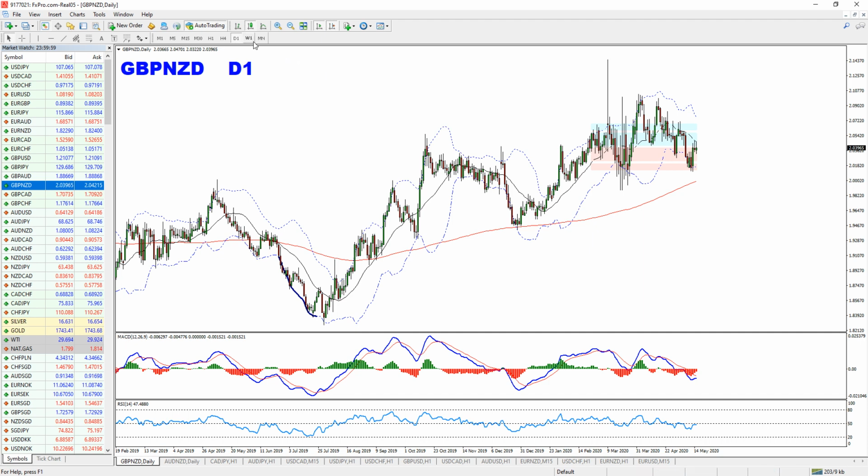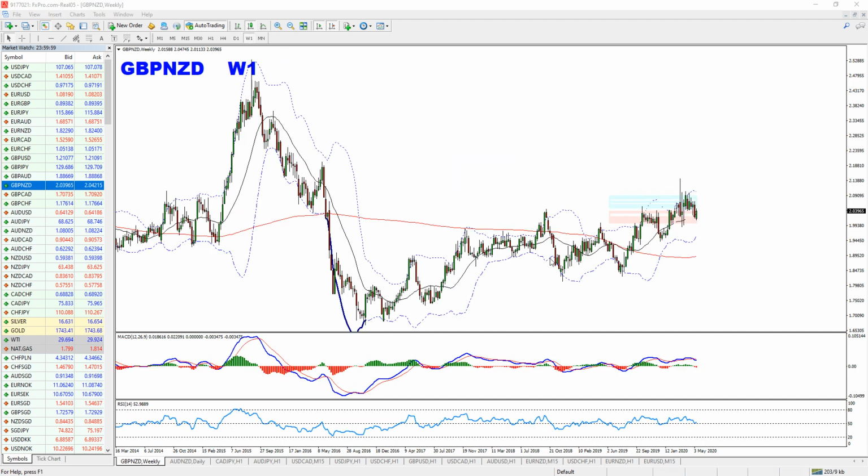Pound New Zealand, a very interesting one maybe for the longer term.